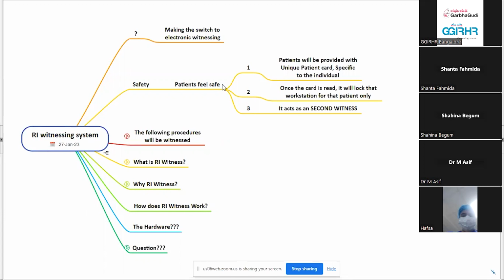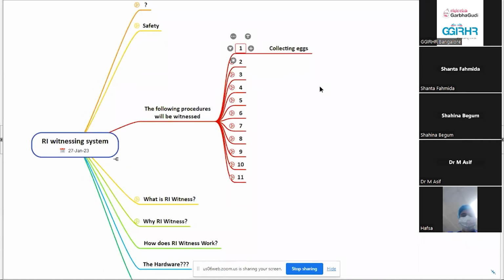Like how it is safe, all those things we are going to discuss now. What are the forensic procedures that can be witnessed by the RI system? So what are the 11 procedures we can witness there? One, collecting eggs. So egg collection can be witnessed. If there are two or three OPUs on the same day, eggs cannot get mixed up if there is an RI witnessing system. Secondly, collecting sperms. The sperm which is collected also can be witnessed.